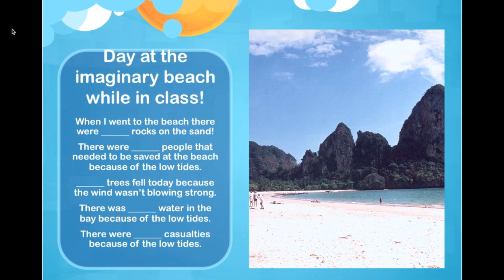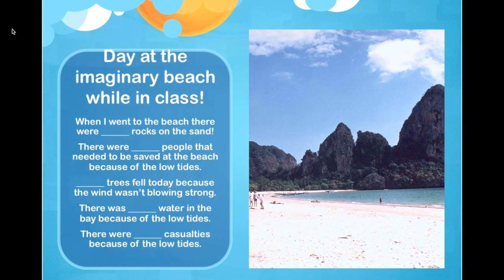Day at the imaginary beach while in class. When I went to the beach, there were blank rocks on the sand. There were blank people that needed to be saved at the beach because of the low tides. Blank trees fell today because the wind wasn't blowing strong. There was blank water in the bay because of the low tides. There were blank casualties because of the low tides. So now you can go ahead and pause the video so that students may fill out the answer. And I'll hold off and wait a little while, just in case.